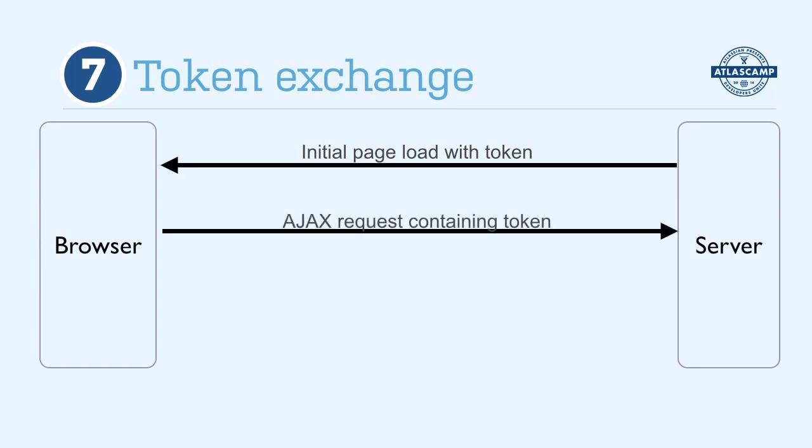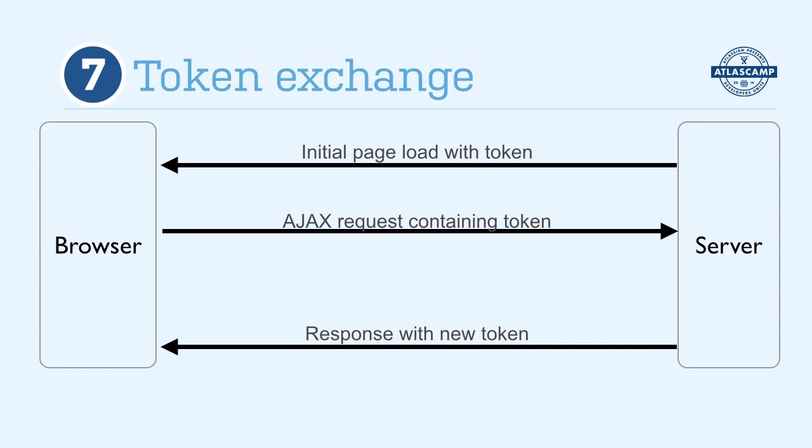An AJAX request takes that token and sends it as an HTTP header along with the rest of the AJAX payload back to your server. You can then validate that this is a valid token. And when you send the response, with hopefully something like JSON, you can include a new token in the response headers.